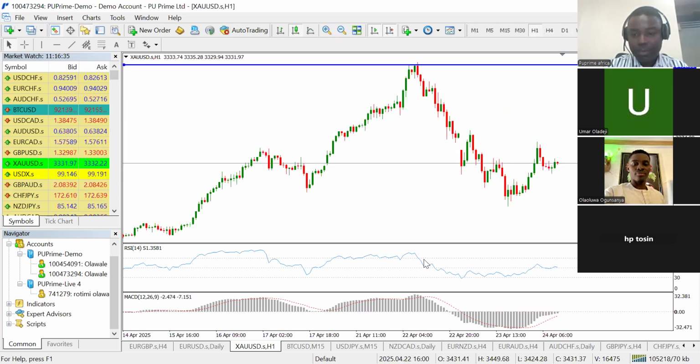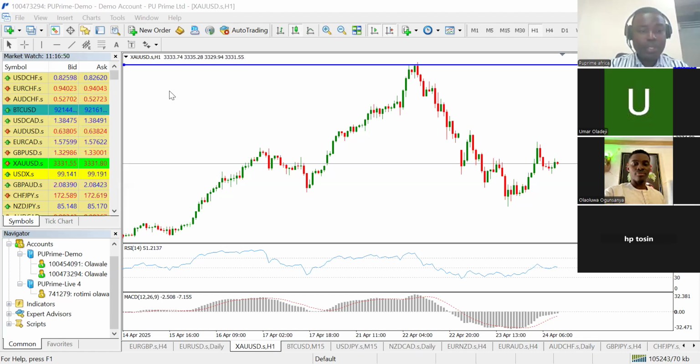But then on 1 hour also, will not deny the fact that this is another inverse head and shoulder, which may see price go higher than the current level. So what I would say is that we are just in between on gold, and means that our clients should trade gold with a lot of caution.